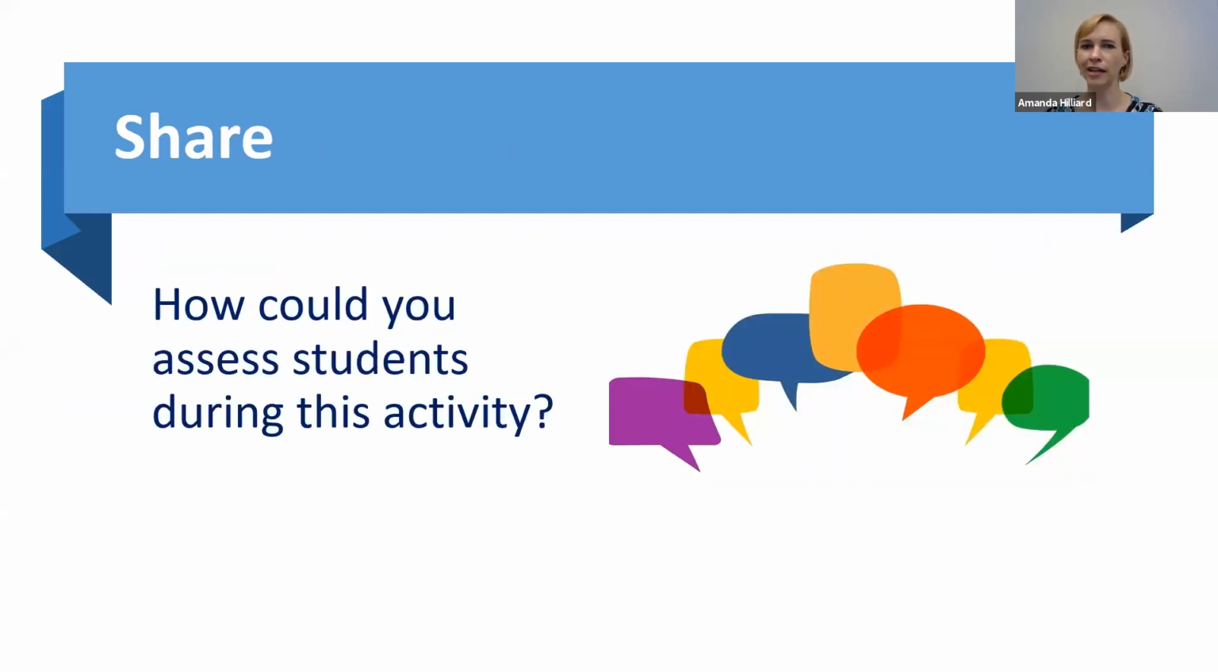Now, I know we already had some questions about assessment. So let's imagine that you're doing this recipe writing and making activity in class. Then let's think about how you could assess the students during this activity. What would you do to assess them? What do you think, everybody? How would you assess them? We've had a few different questions about assessment, and so we'd like to hear your ideas about how you might assess students during this activity. So what do you think?